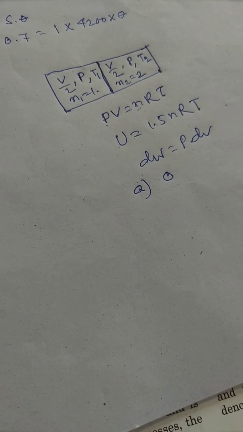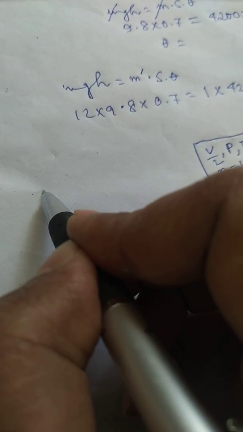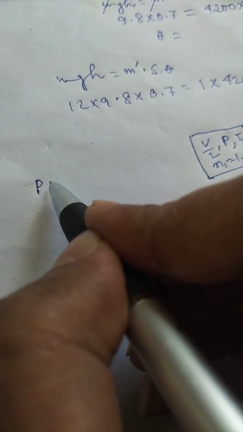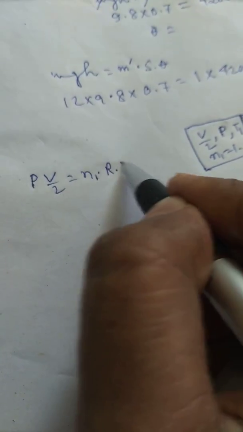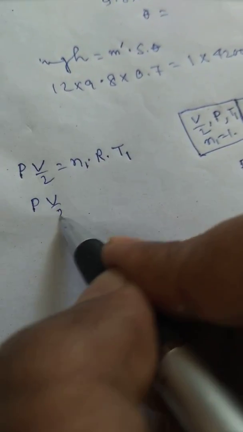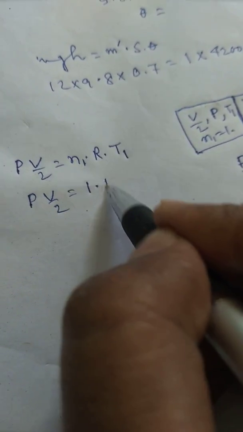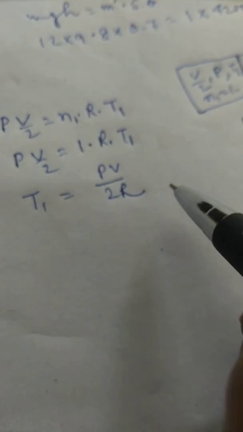In B, they have asked the temperature on the two sides in the beginning. So P V by 2 = n1 R T1. This is the equation. They have given us n = 1. So T1 will come what? PV by 2R. This is the initial temperature of the left part.